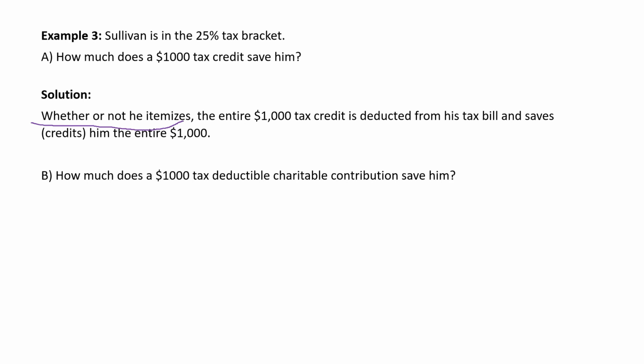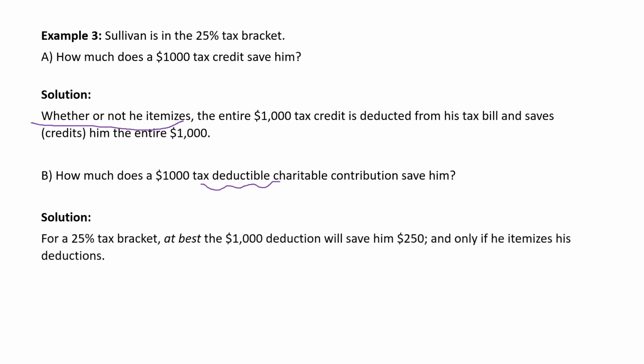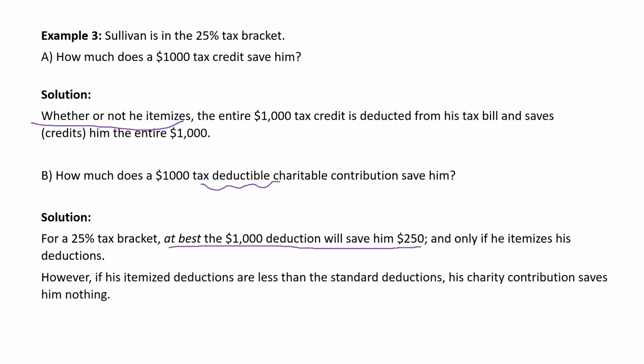Part B, how much does a $1,000 tax deduction save him? Our solution, for the 25% tax bracket, the best that a $1,000 deduction will save him is $250, and only if he itemizes his deductions. However, if his itemized deductions are less than the standard deductions, his charity contribution saves him nothing.